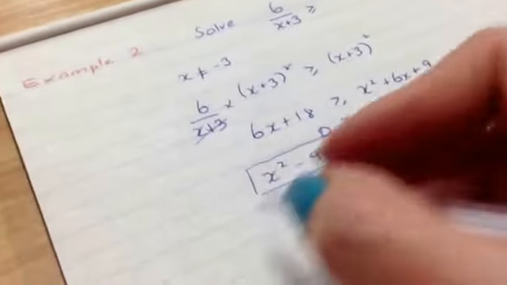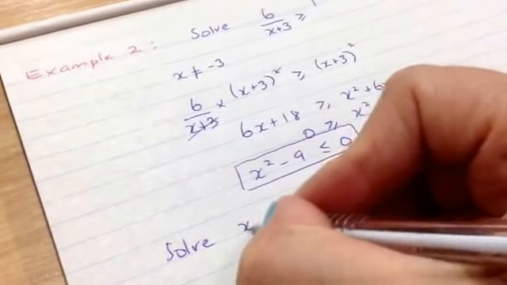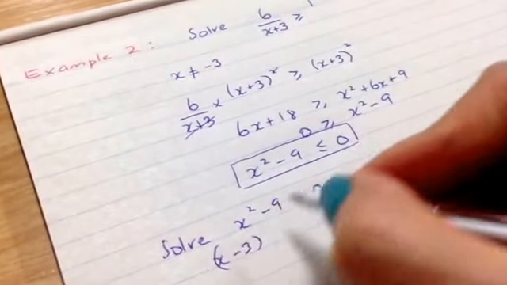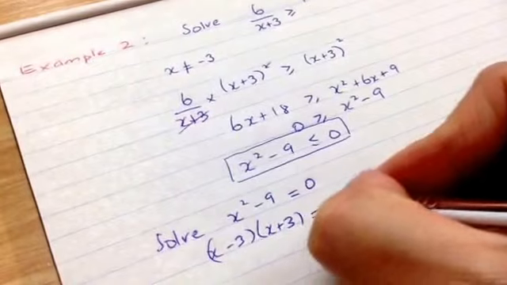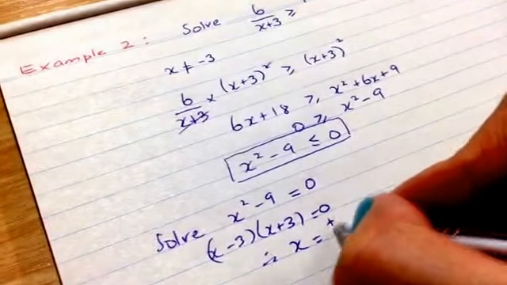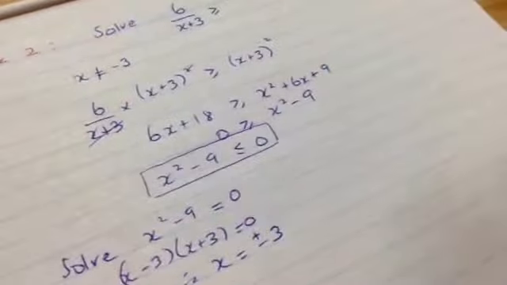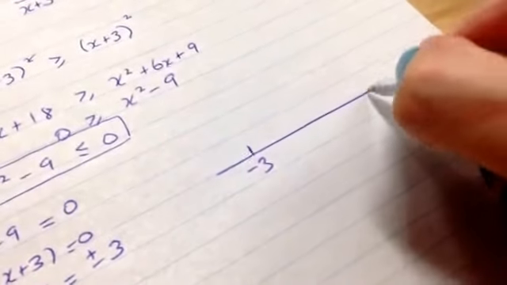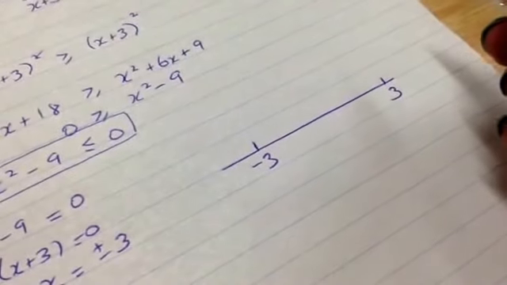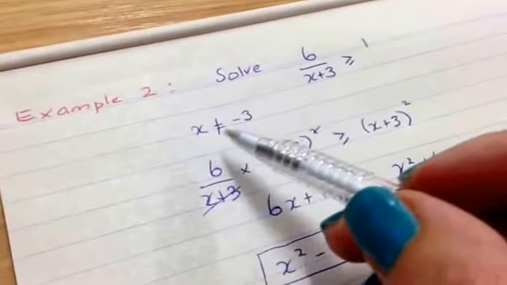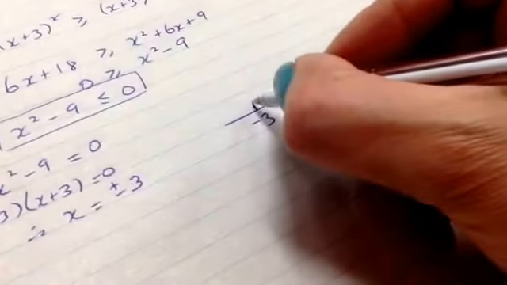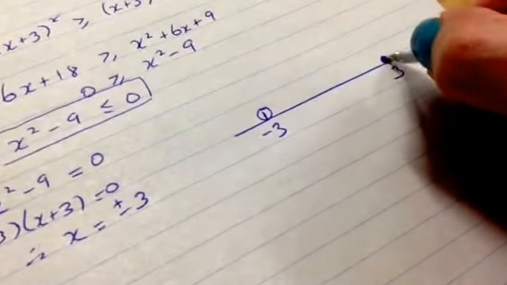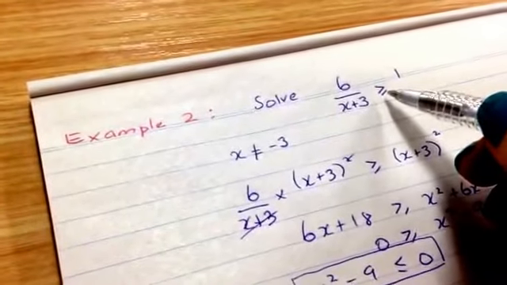All right, let's solve x squared minus 9 equals 0. You'll get x minus 3, x plus 3. So therefore, x is equal to plus or minus 3. Now on the number line, you put those points on the number line. You've got minus 3 and you've got plus 3. Now it says here that x is not equal to minus 3. So on minus 3, you're going to have to put an open circle. And on 3, you can put a closed circle because it includes 3 because the inequality does say so.